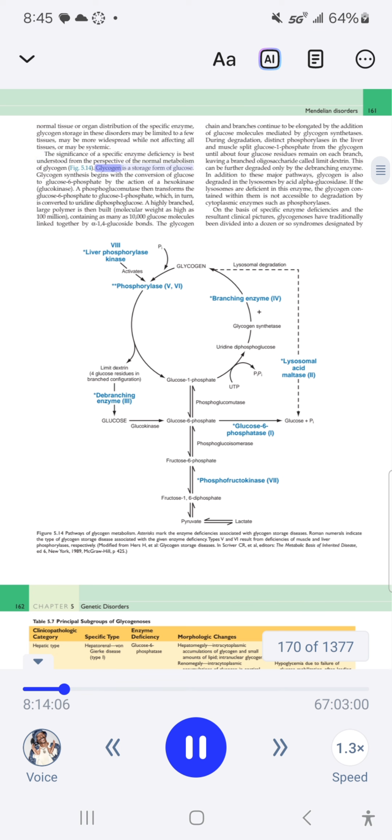Figure 5.14. Glycogen is a storage form of glucose. Glycogen synthesis begins with the conversion of glucose to glucose-6-phosphate by the action of a hexokinase, glucokinase. A phosphoglucomutase then transforms the glucose-6-phosphate to glucose-1-phosphate, which in turn is converted to uridine diphosphoglucose. A highly branched, large polymer is then built, with a molecular weight as high as 100 million, containing as many as 10,000 glucose molecules linked together by alpha-1,4-glucoside bonds. The chain and branches continue to be elongated by the addition of glucose molecules mediated by glycogen synthetases.